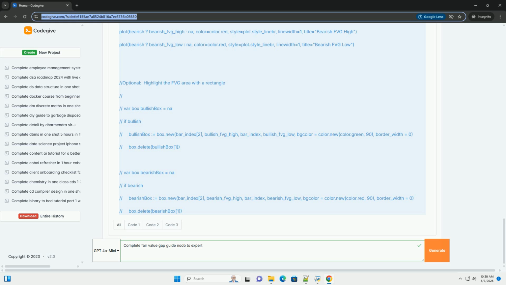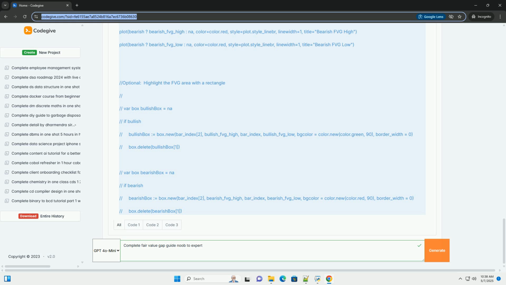The anatomy of an FVG. An FVG is defined by 3 consecutive candles. Bullish FVG: candle 1, a normal candle. Candle 2, a candle with a strong bullish move. Candle 3, a normal candle. The low of candle 1 is higher than the high of candle 3. The gap between these 2 points is the bullish FVG.